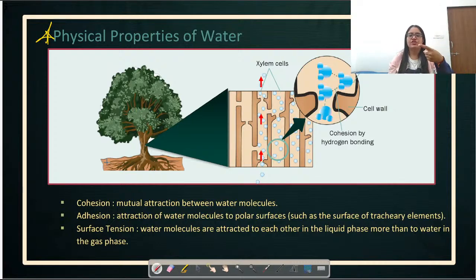So it is the cohesion, the adhesion and surface tension of the water molecules. These are the three important physical properties of water because of which high tensile strength of water is developed. And with the help of this beautiful diagram, I can explain to you, students, this is a tree, right?